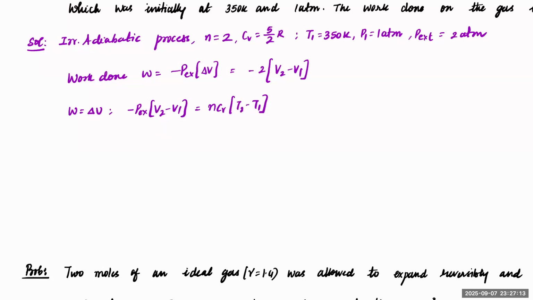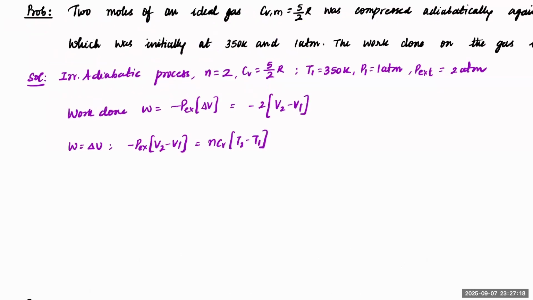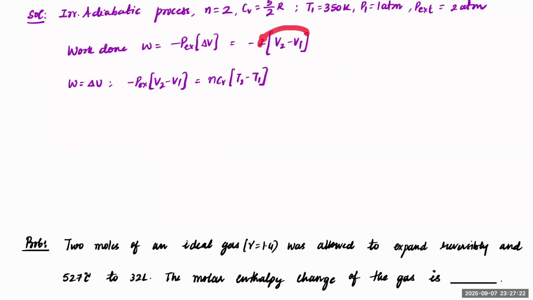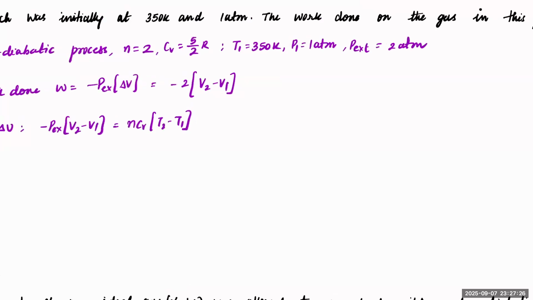Since our objective is not to figure out the volume, because the question does not ask us to calculate the volume, let us write this equation only in terms of temperatures. So I can write this as minus 2 into nRT2 by P2 minus nRT1 by P1.